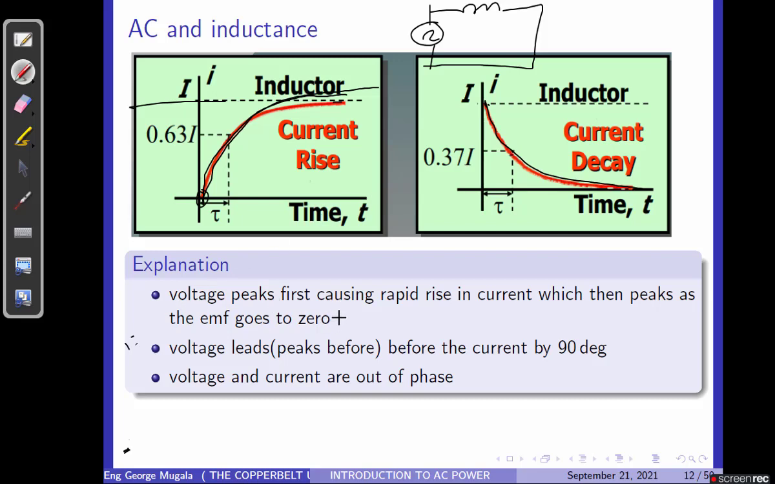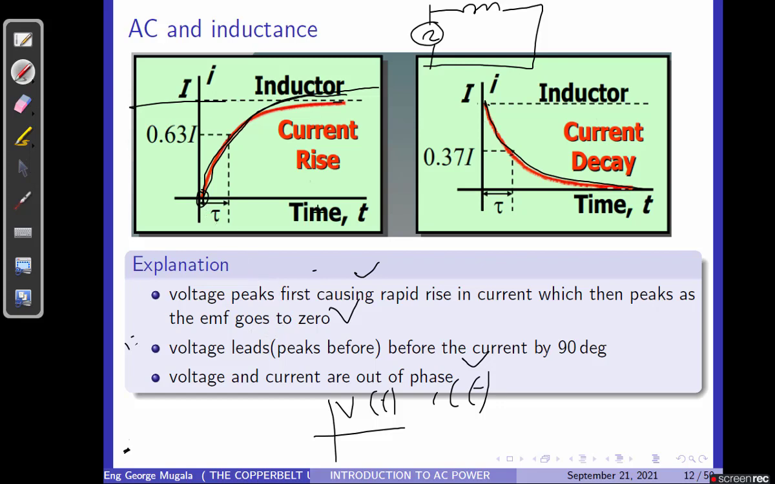But I also want you to understand that whenever we're talking about the relationship between the voltage and current in an AC circuit, the voltage peaks first, causing a rapid rise in current, which then peaks as the EMF goes to zero. Now, I'll explain what this means. Voltage leads the current by 90 degrees and current and voltage are out of phase. So when the load is inductive, current and voltage are out of phase.